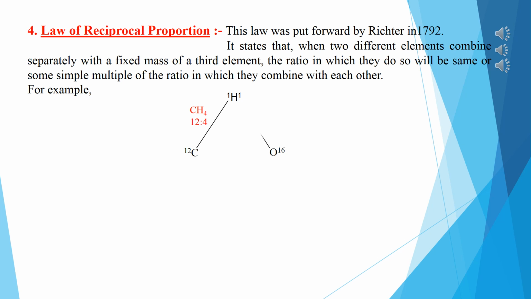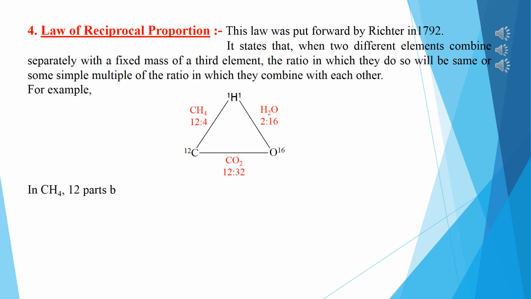Now if oxygen combines with hydrogen and forms a water molecule, in which hydrogen and oxygen combine in the ratio 2:16 by weight, then carbon and oxygen combine with each other to form a carbon dioxide molecule, in which the ratio of carbon and oxygen is 12:32 by weight.